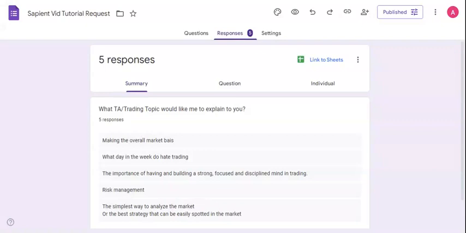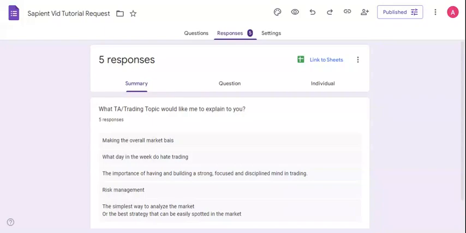Then the fourth one is risk management. And the last one is the simplest way to analyze the market, or the best strategy that can easily be spotted in the market. So number two and the last one, I have already made videos on them. So today we are going to be talking about the first one, the third one, and the fourth one, right? And I like the way they are arranged, so we'll just be taking it in that order. We'll take the first one, the second one, then we take risk management as the last one. So, yeah, let's get into the video.